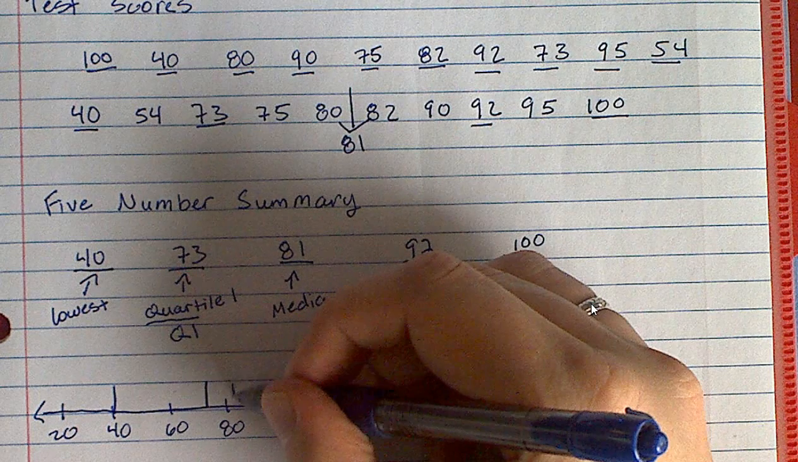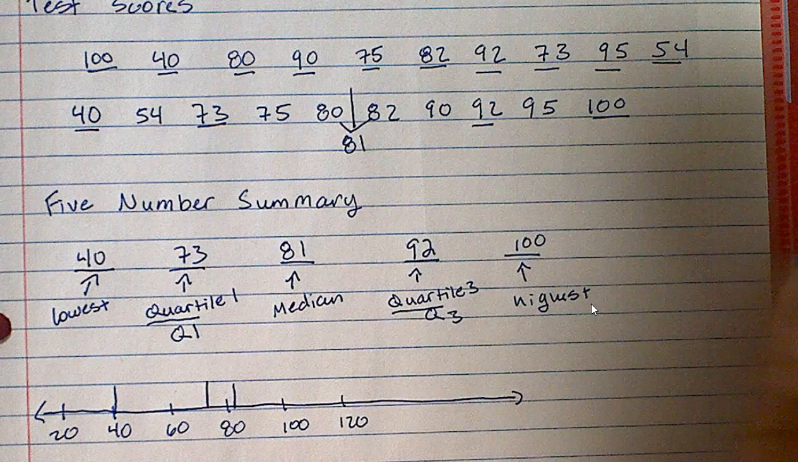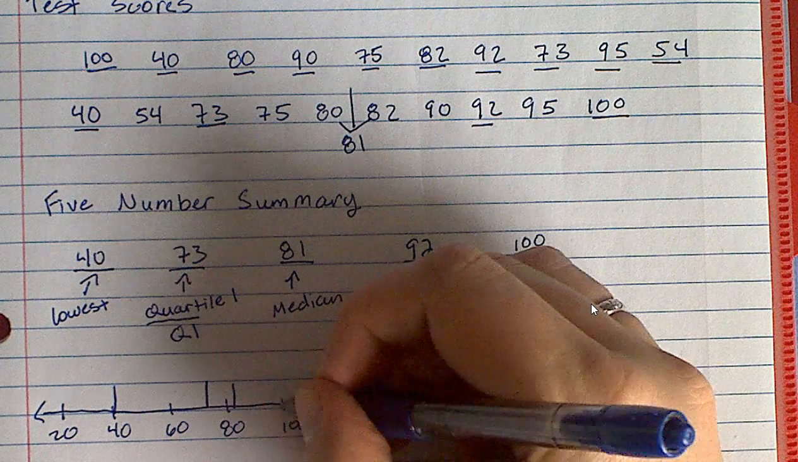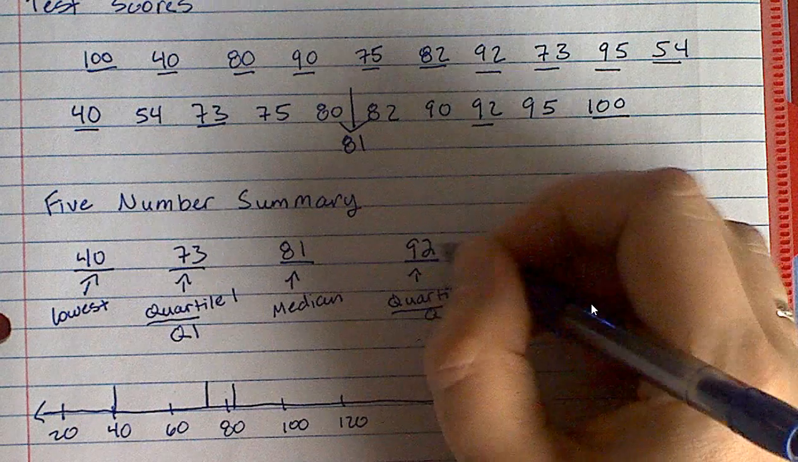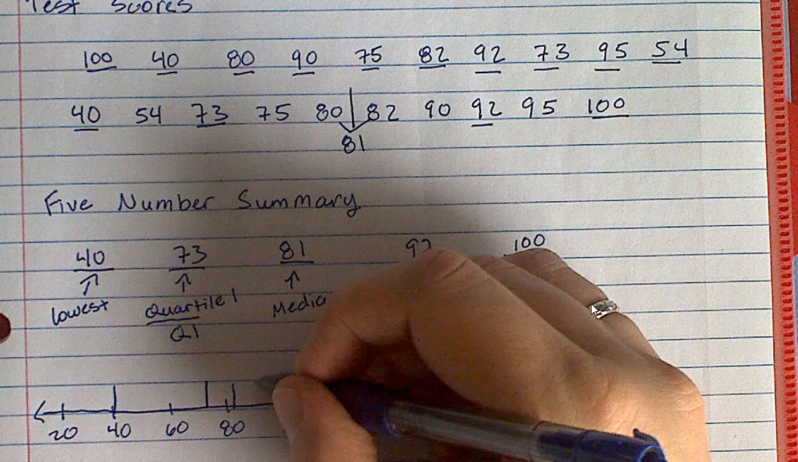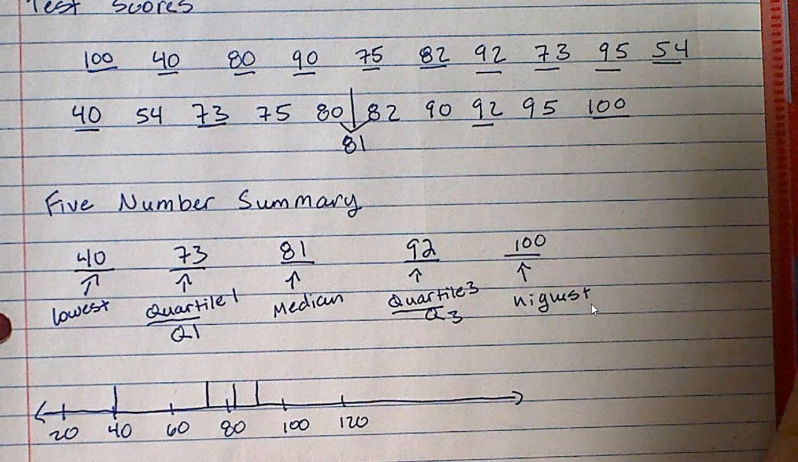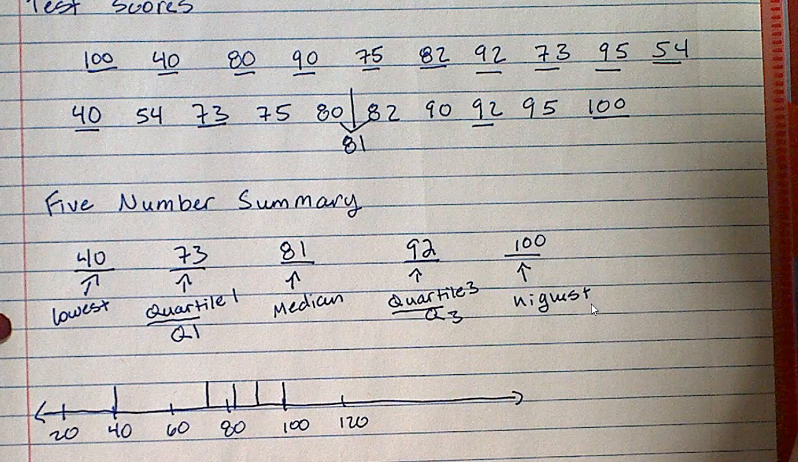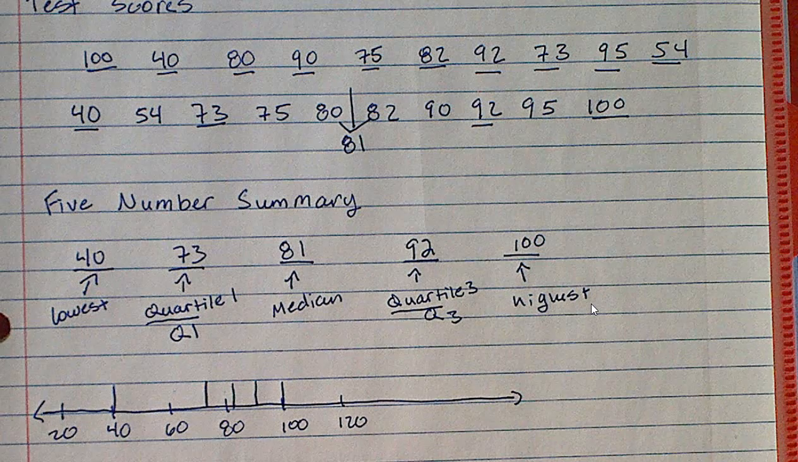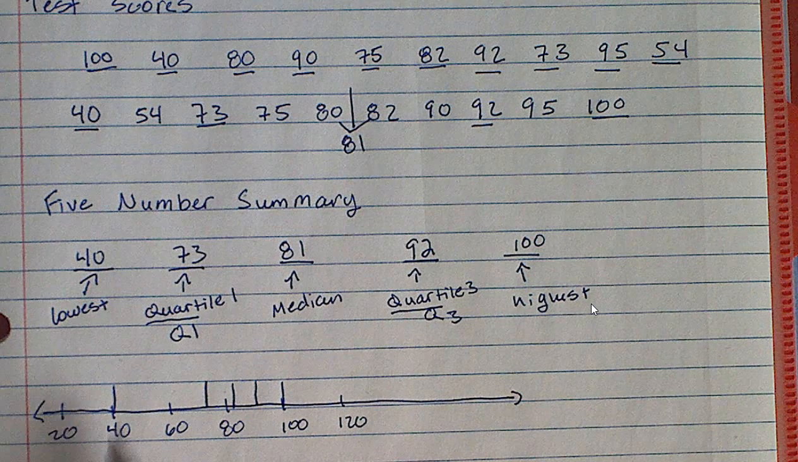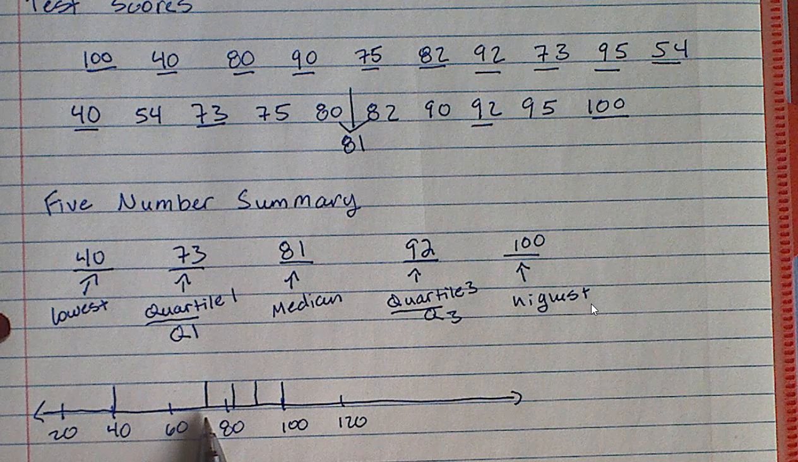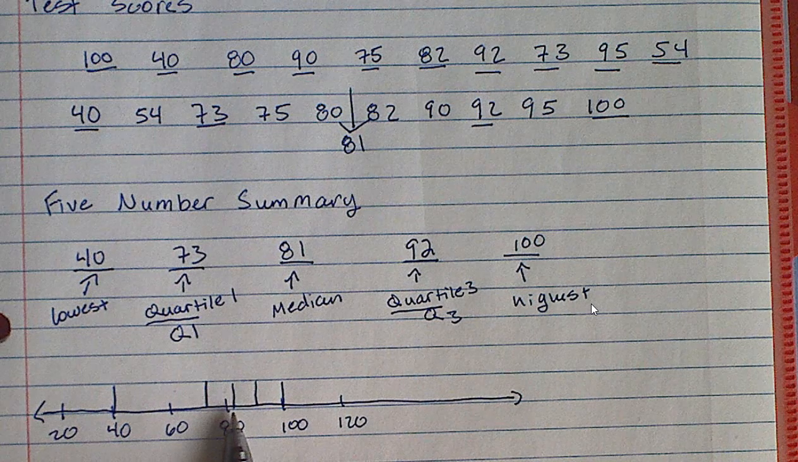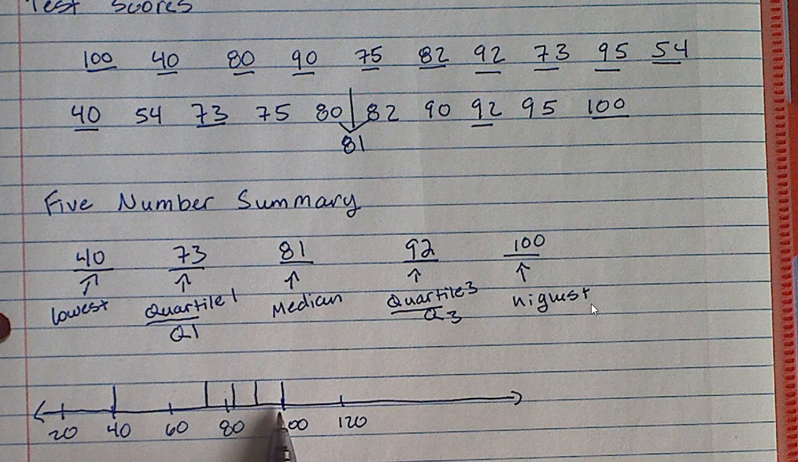I'm going to make a line at 92. Here's 80, here's 100. 92 would be just a little bit past the middle of those two. And then I'm going to make a line at 100. So I've made my 5 lines. I made a line at 40, a line at 73, a line at 81, a line at 92, and a line at 100. You guys following me?